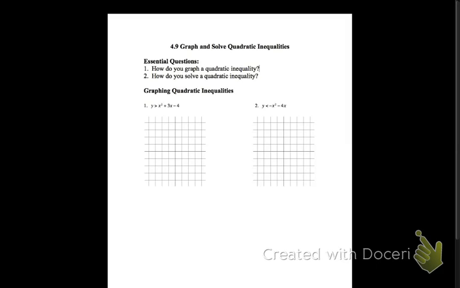I'm going to do the first one and then I'm going to have you try the second one on your own. To graph a quadratic inequality, we're going to graph it like a regular quadratic equation. Seeing example 1, we can tell that it's in standard form, which means the first thing that we need to do is find the vertex.